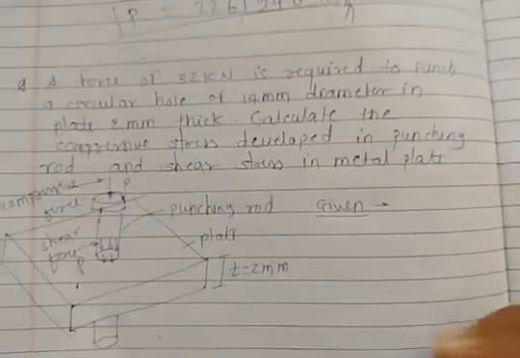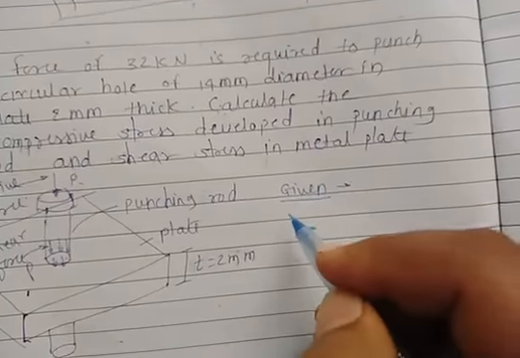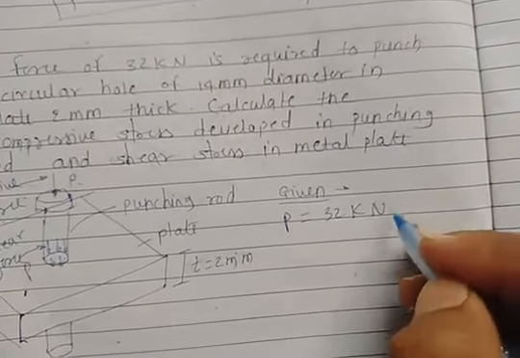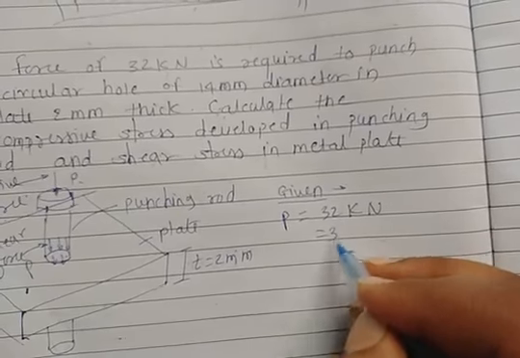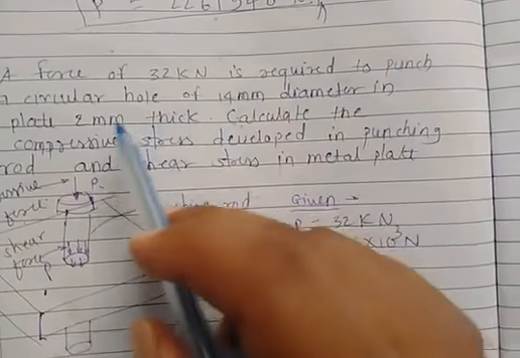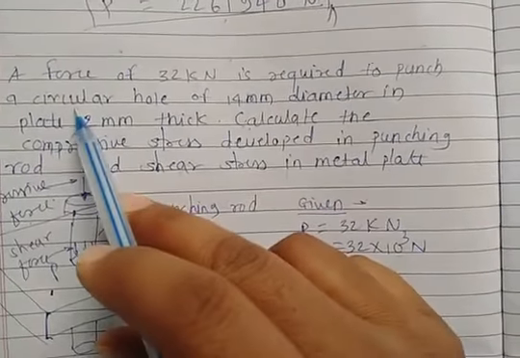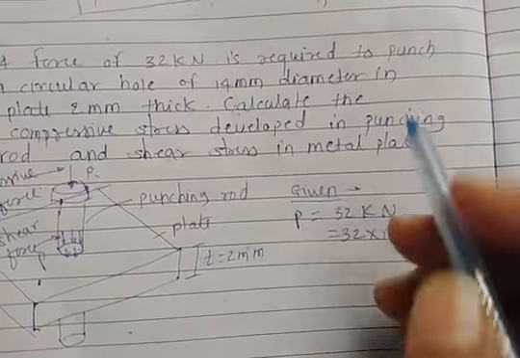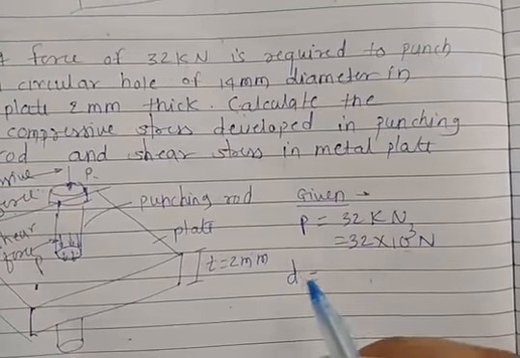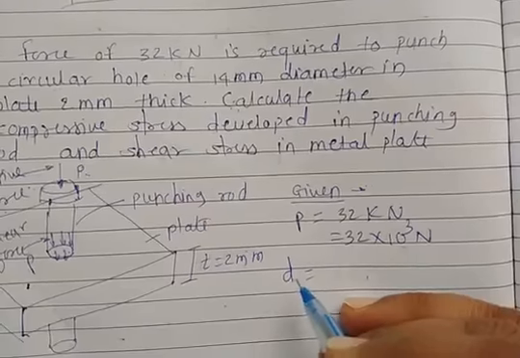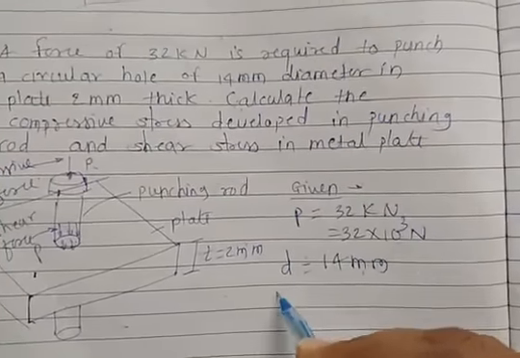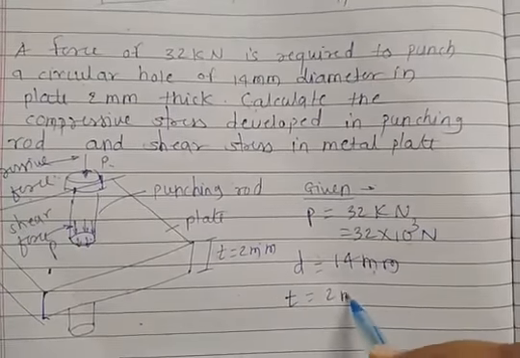First I will write down the given things. The load P is given, which is 32 kilonewton. Convert that into Newton, so 32 into 10 raised to 3 Newton. Then, to punch a circular hole of 14 mm in diameter. The diameter of the circular hole and the diameter of the punch are the same. That diameter is denoted by D, which is 14 mm, and the thickness of the plate is T, which is 2 mm.